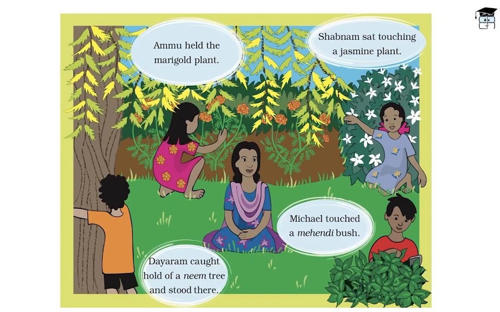Amu held the marigold plant. Okay. Amu is this girl who held the marigold plant. Marigold is a flower. Okay. Shabnam sat touching a jasmine plant. Jasmine are these white flowers. Okay. And Michael touched the mehndi bush. Okay. Mehndi is what? Henna. Okay. So Michael touched the mehndi bush here. And Dayaram caught a hold of the neem tree. Okay. These are the neem leaves. Right. And this is Didi sitting here.